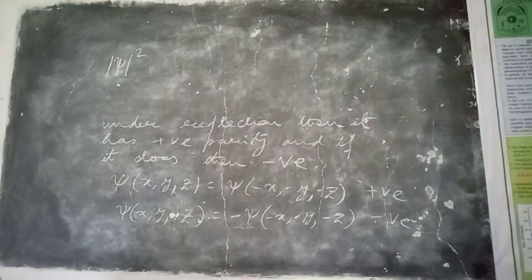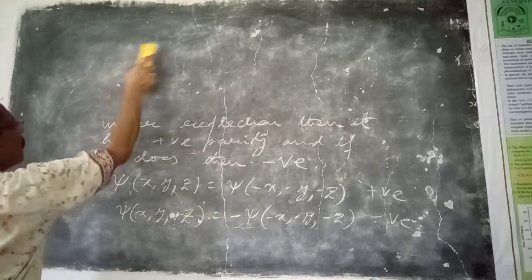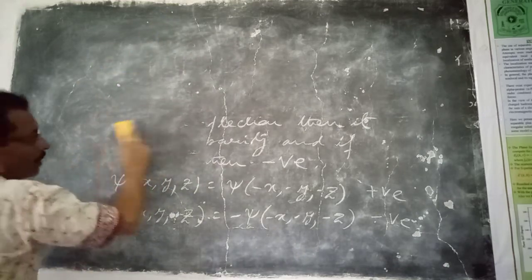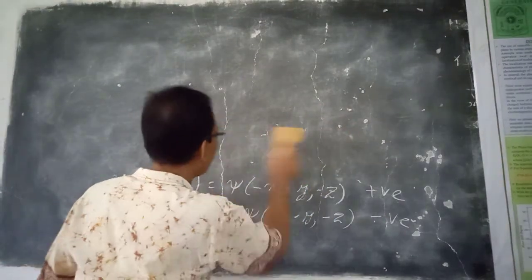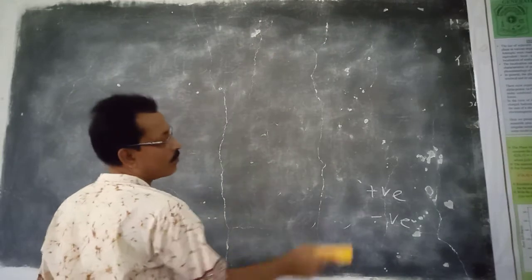Now, another significant quantity is the symmetry of the wave function. If we consider two identical particles, suppose both are protons or both are neutrons or both are electrons, you cannot distinguish one from the other. Suppose two identical, non-interacting particles are moving in the same potential field.